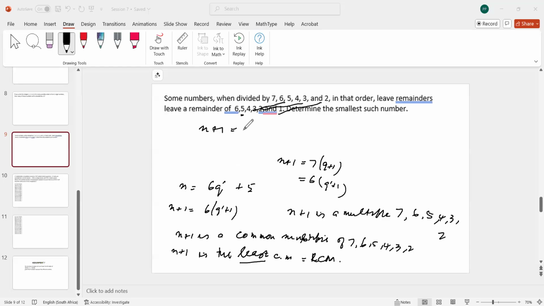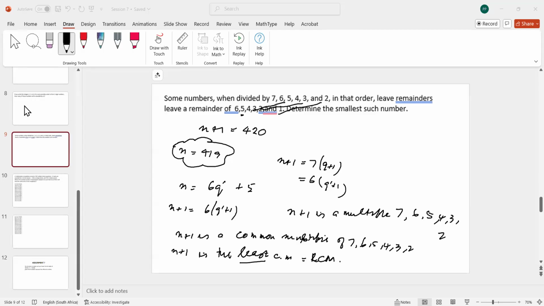420. That's the smallest number which is a multiple of all of these. So therefore, n must be 419. So the answer is 419. So this is a problem you might not recognize, but it's actually a problem on LCMs. A beautiful application of LCMs.